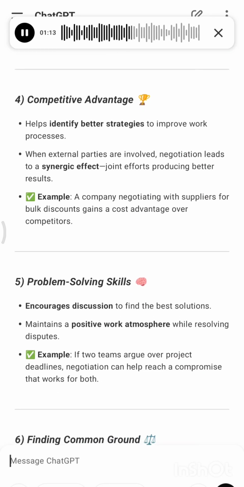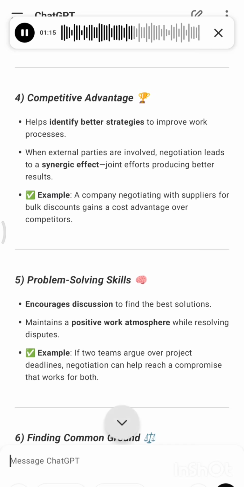4, competitive advantage. Helps identify better strategies to improve work processes. When external parties are involved, negotiation leads to a synergic effect, joint efforts producing better results. Example, a company negotiating with suppliers for bulk discounts gains a cost advantage over competitors.